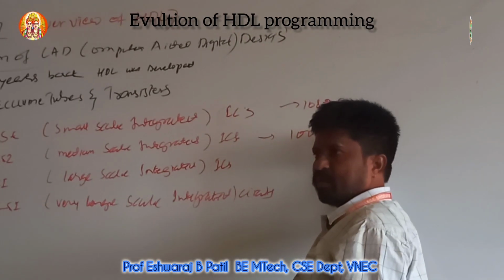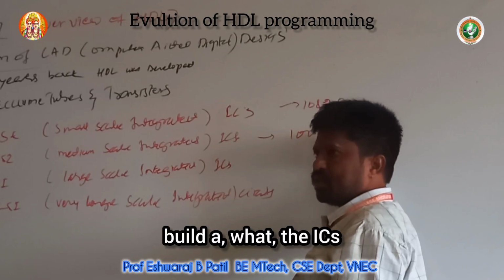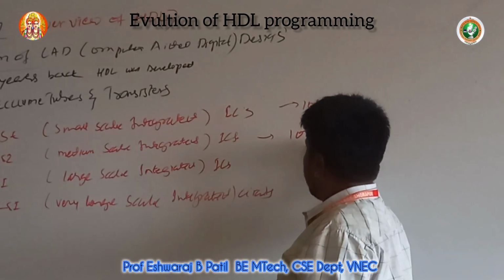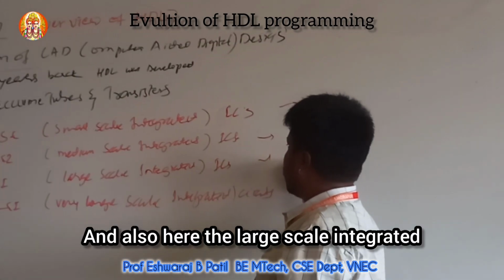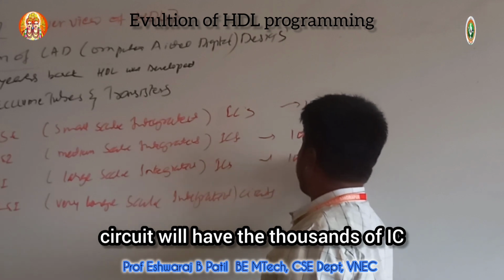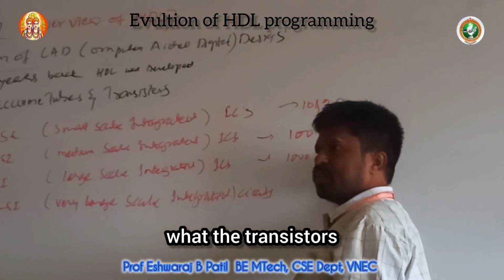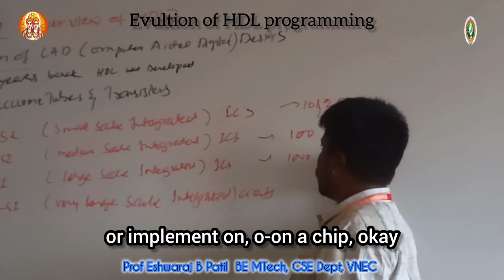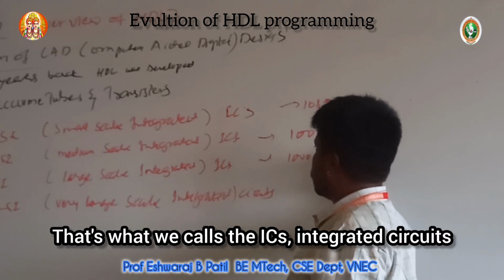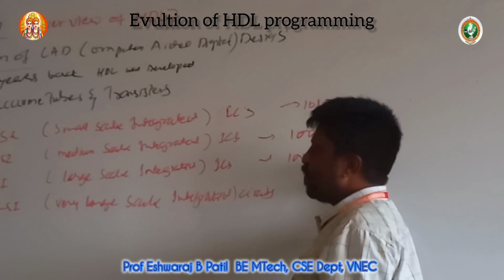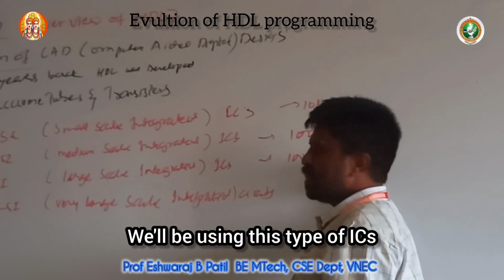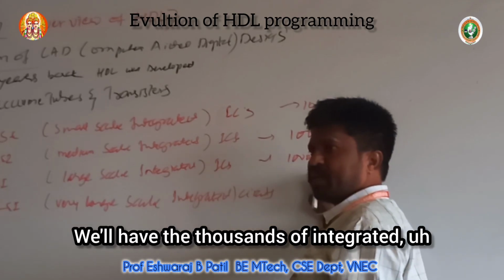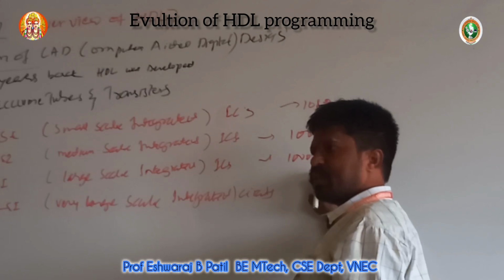to build the ICs. And the large scale integrated circuit will have thousands of transistors or vacuum tubes used to implement the design on a chip. That's what we call ICs, integrated circuits. We'll be using this type of ICs. We'll have thousands of integrated transistors and all.